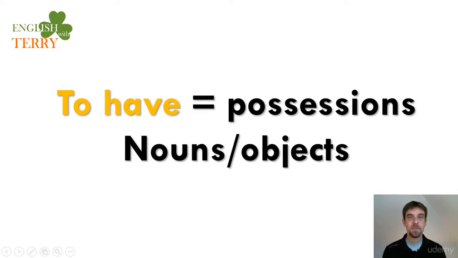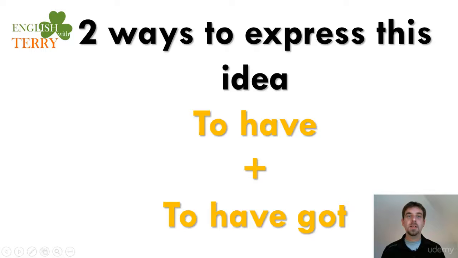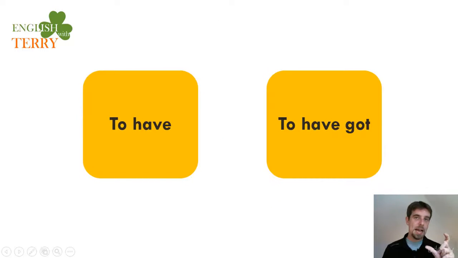In English, we have the verb to have. We use this for possessions, right? Nouns, objects, etc. Now, we have two ways to express this idea. In English, we have to have and to have got. The same idea about possessions, but two ways to express this. To have and to have got: same idea, the same meaning, but to have got is very common in speaking and in informal situations.